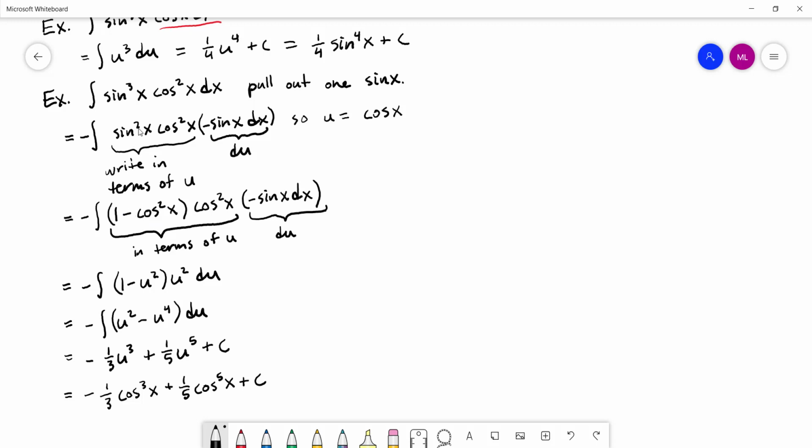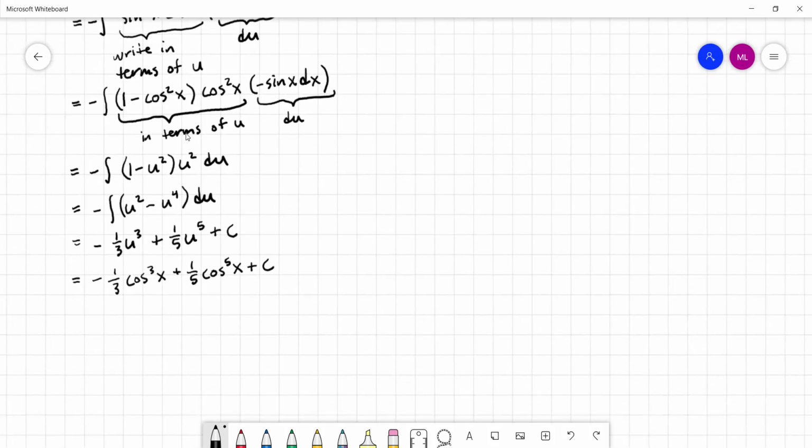If we can pull one out that leaves us with basically both these other terms being squared, that's great, because now it's really easy to write these entirely in terms of cosine. Hopefully that kind of makes sense.